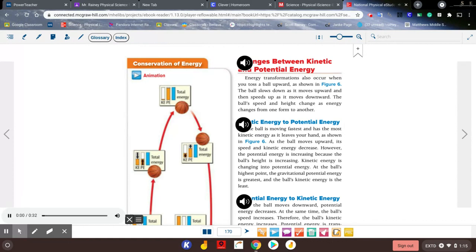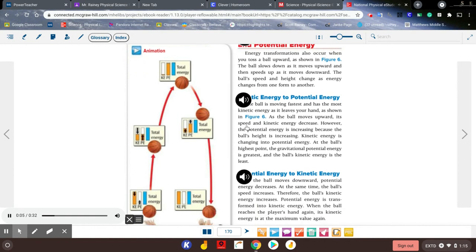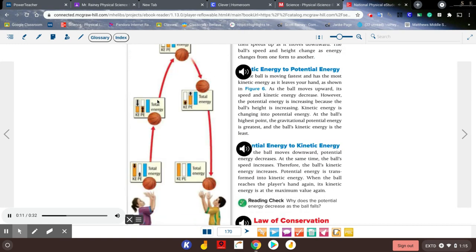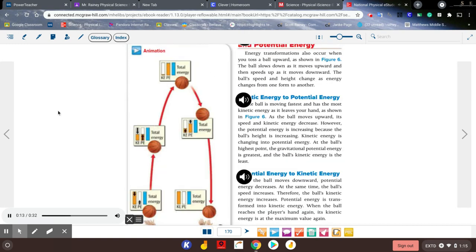Kinetic energy to potential energy. The ball is moving fastest and has the most kinetic energy as it leaves your hand, as shown in Figure 6. As the ball moves upward, its speed and kinetic energy decrease. However, the potential energy is increasing because the ball's height is increasing. Kinetic energy is changing into potential energy. At the ball's highest point, the gravitational potential energy is greatest, and the ball's kinetic energy is the least.